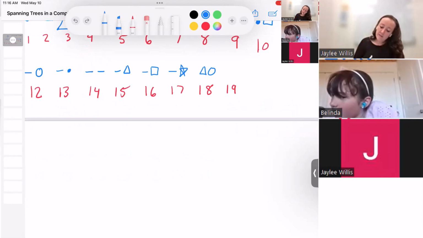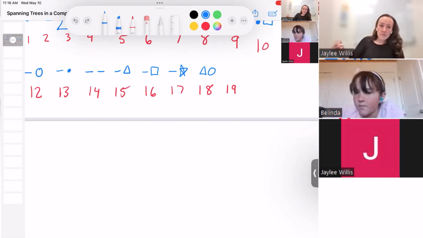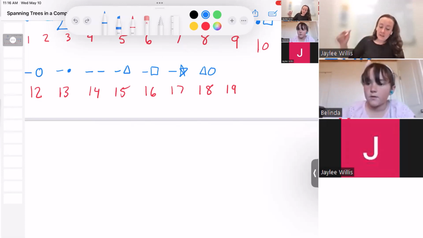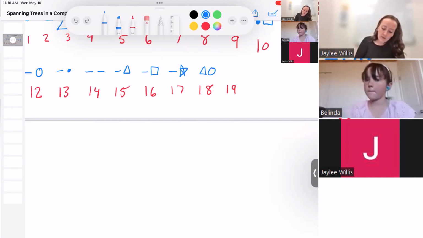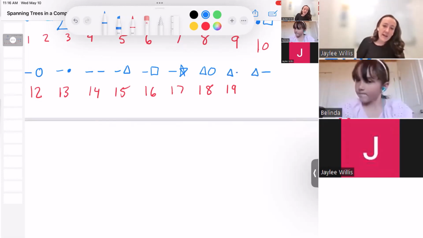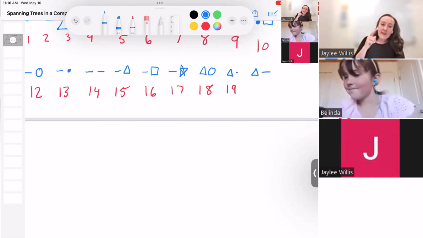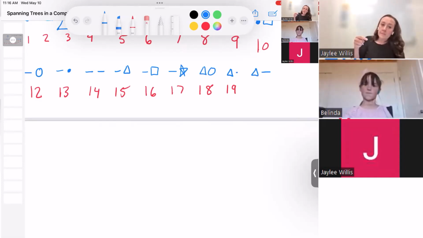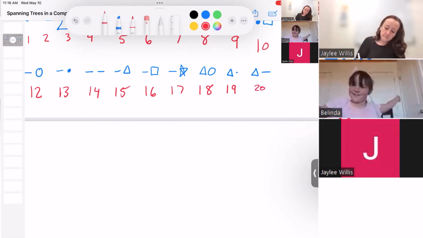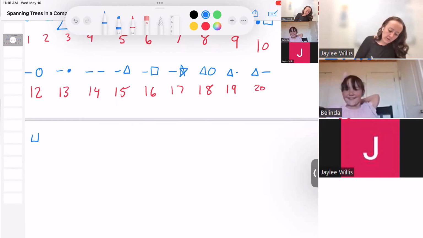What if instead of counting by ones, like 18, 19, we can see the pattern that this is going to be triti dot, right? And then 20 is going to be triti line. We can keep on going with that. So what is the next T going to be? It's going to be square T.